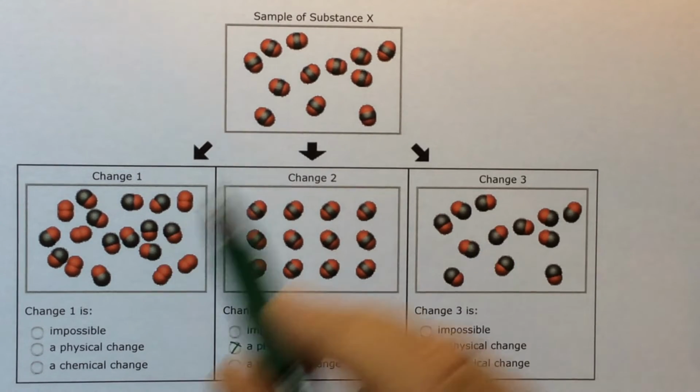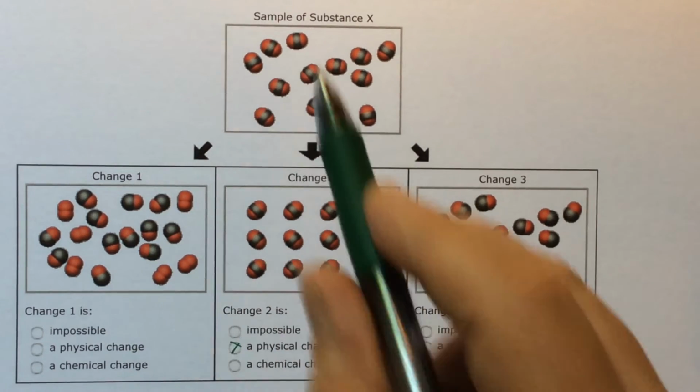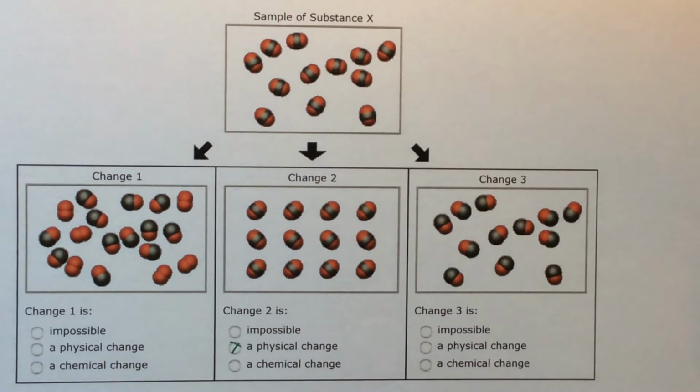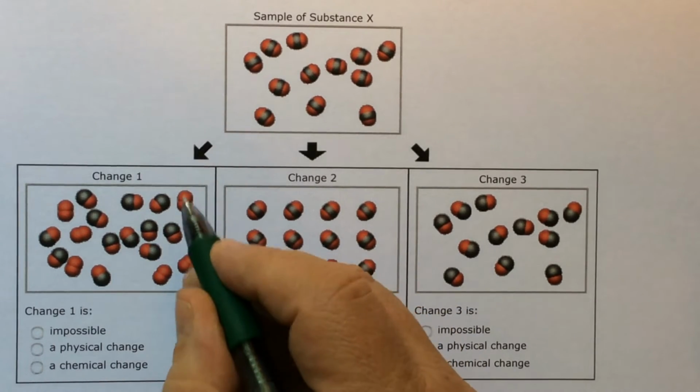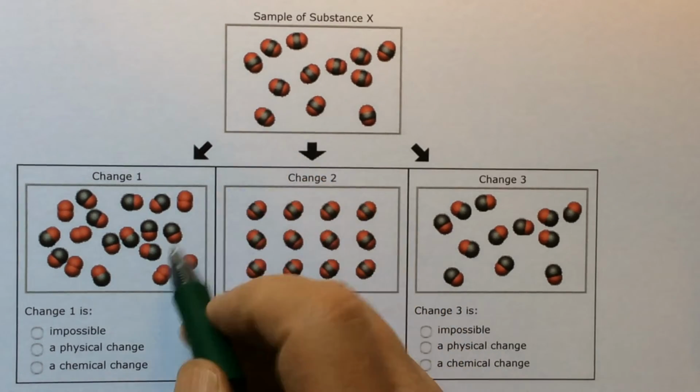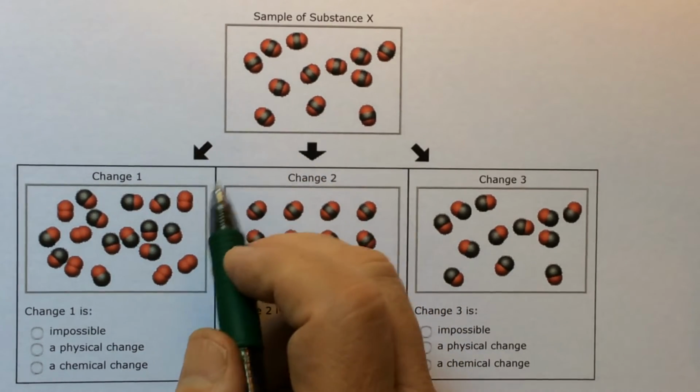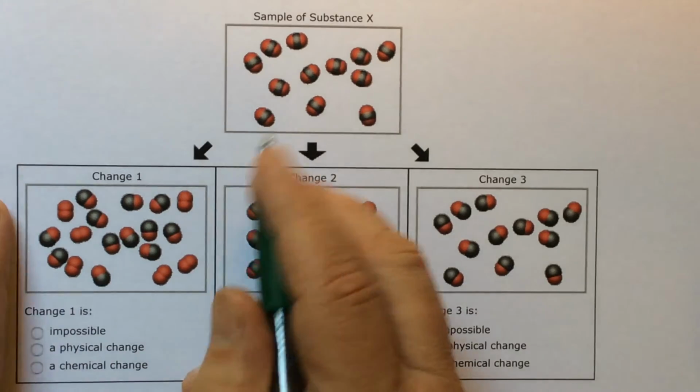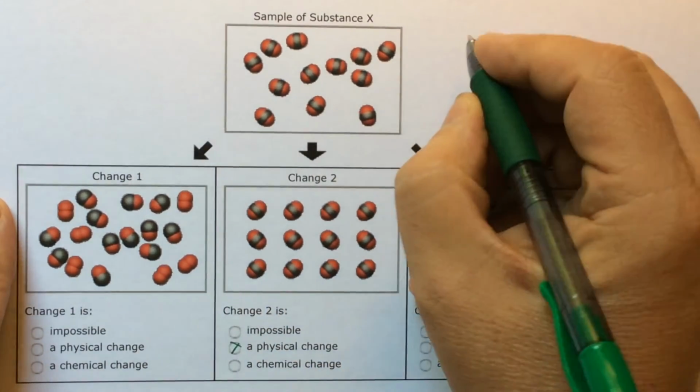Now these guys are not physical changes. I don't know if they can happen or not. They're not physical changes because they look different. This has two reds connected together and one black and one red connected together. So I don't know. Let's see. First of all, we need to see, is it possible? So let's break apart this.